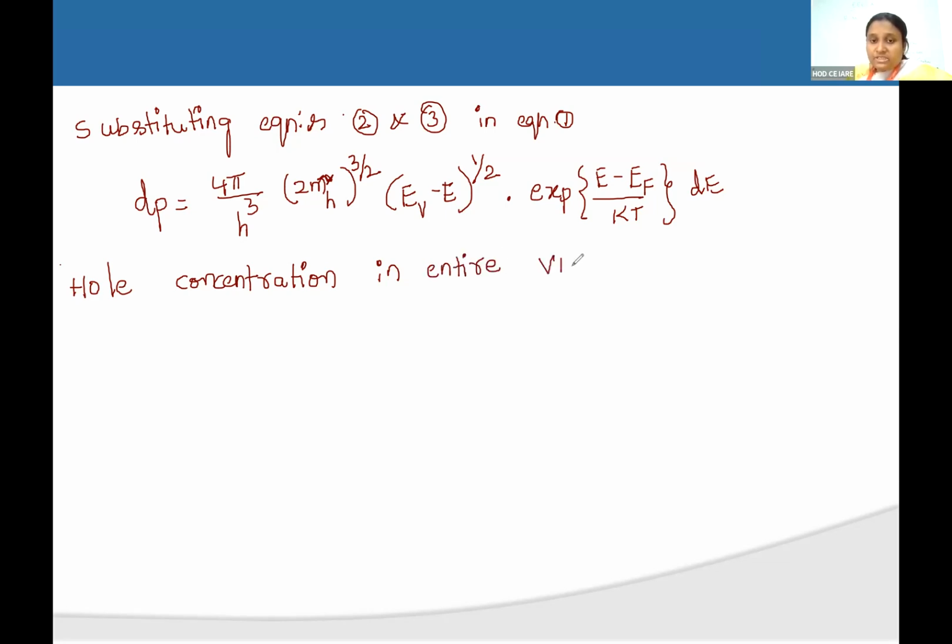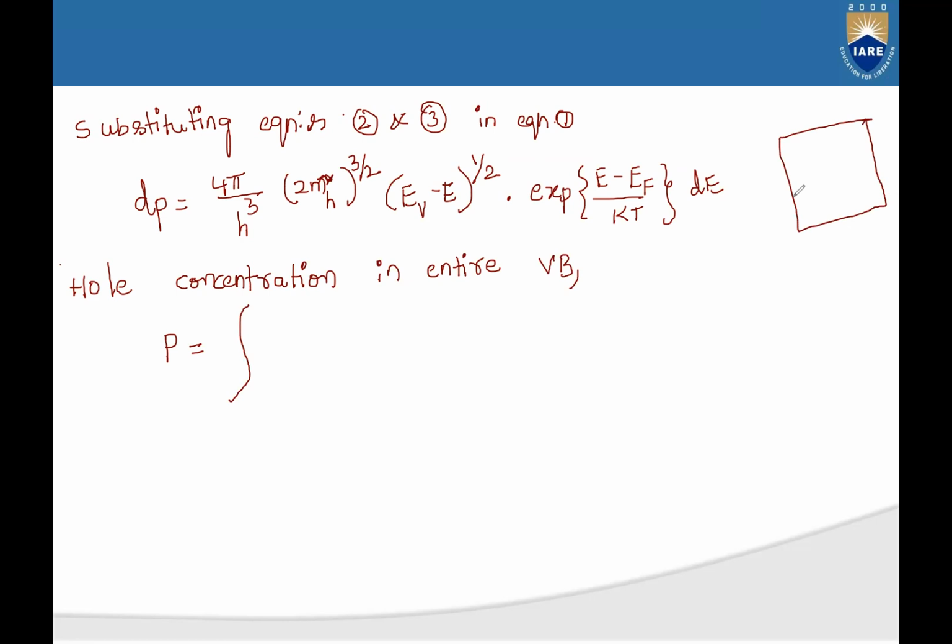So VB is our valence band. For that, what I have to do is integrate dP, and this hole concentration in the entire valence band is given by P. What are the limits of integration? Can anyone tell me? If I draw this energy band diagram again, EV to minus infinity. Yes, good.